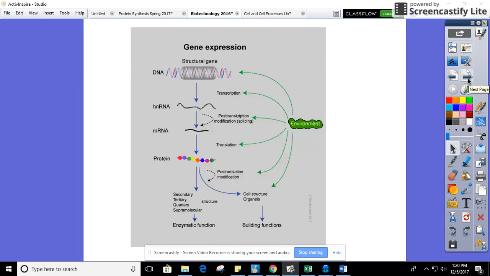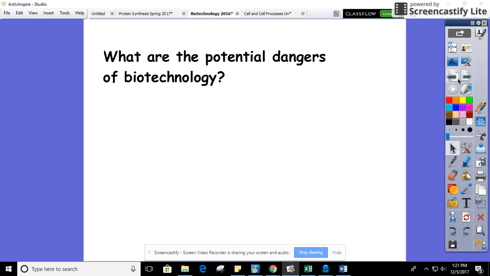Finally, we're going to talk a little bit about gene expression. And we do know that gene expression is impacted by things like the environment. So you can see at different points in DNA expression that the environment can impact what happens. And we're trying to learn more and more about this every day so that we can possibly manipulate this process.